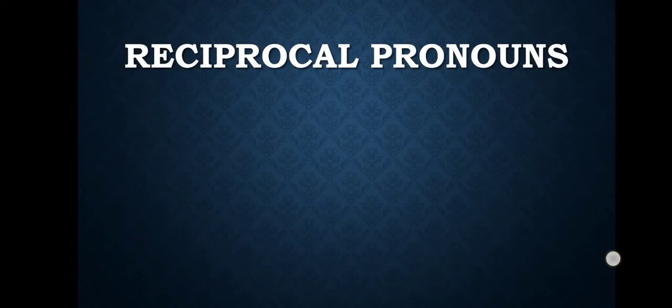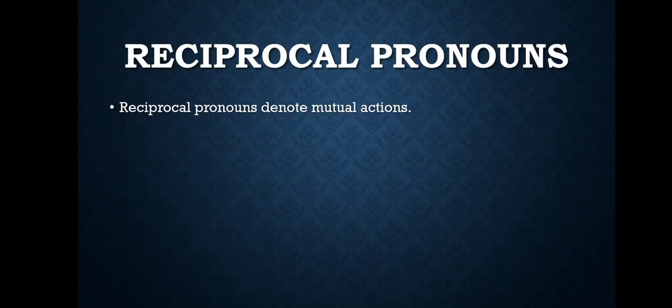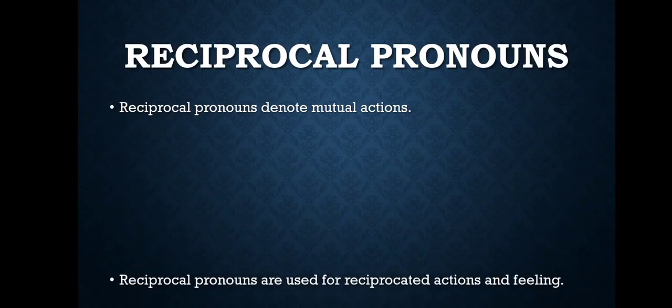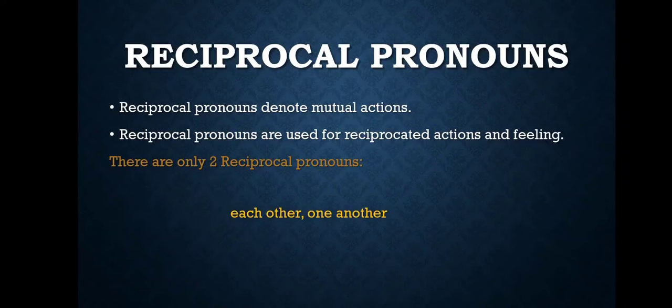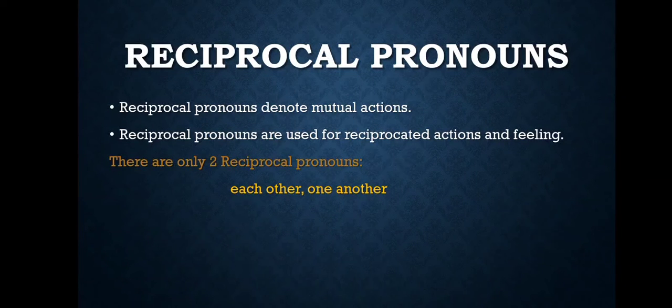Next is reciprocal pronouns. Reciprocal pronouns are those pronouns which denote mutual actions. Mutual actions performed between two nouns, between two persons or between two things. Reciprocal pronouns are used for reciprocated actions and feelings. There are only two reciprocal pronouns, each other and one another. You have an idea that each other means if two persons are there, then there should be a mutual coordination and connection between the two people.